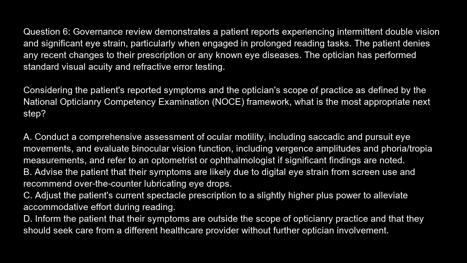Option A. Conduct a comprehensive assessment of ocular motility, including saccadic and pursuit eye movements, and evaluate binocular vision function, including vergence amplitudes and phoria/tropia measurements, and refer to an optometrist or ophthalmologist if significant findings are noted.